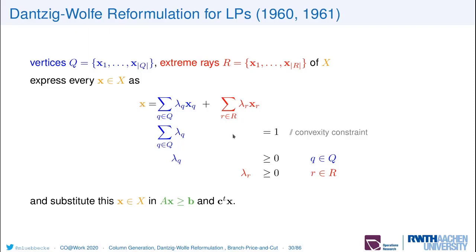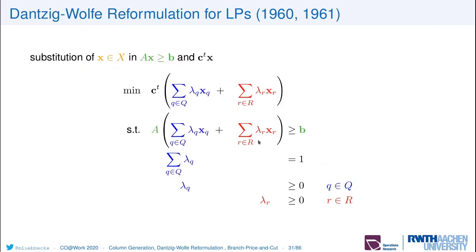Now I take this x with this representation and just substitute it in the remaining constraints. So I have the Ax greater than or equal to b and the objective function, and whenever there is an x here, I just substitute this expression. This happens on the next slide. So whenever there was an x here, I substitute the convex combination of the extreme points plus the conic combination of the extreme rays. And so you can do this slowly here.